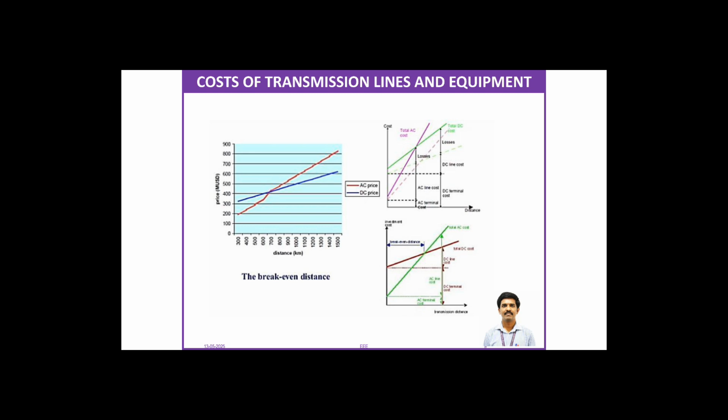Now we are going to discuss the cost of transmission line. For discussing the cost of transmission line with respect to AC transmission and DC transmission, we have to compare the distance with the price. After reaching the break-even distance, the cost required for transmitting AC power is going to be high compared to DC. So up to a short distance, AC is affordable, and for long distance transmission, DC is going to be affordable.